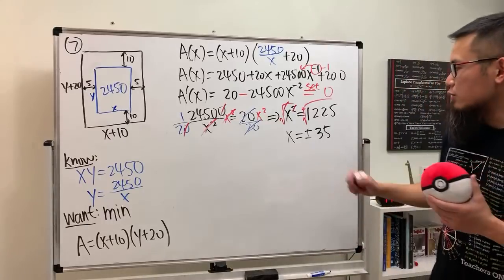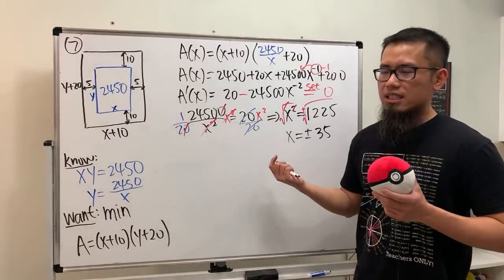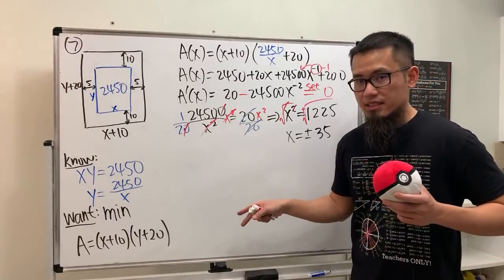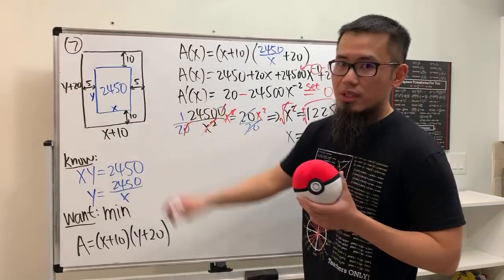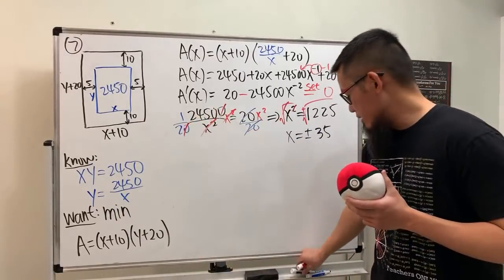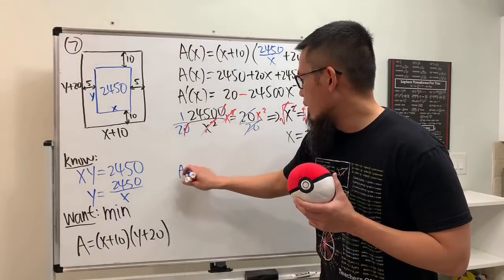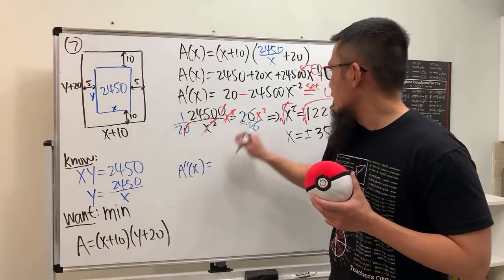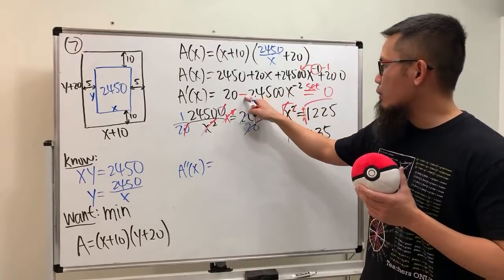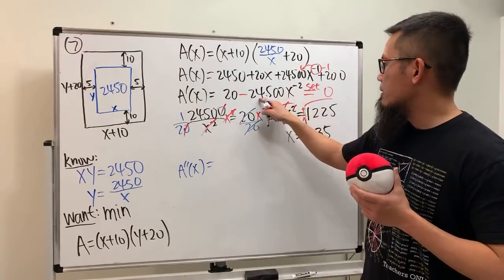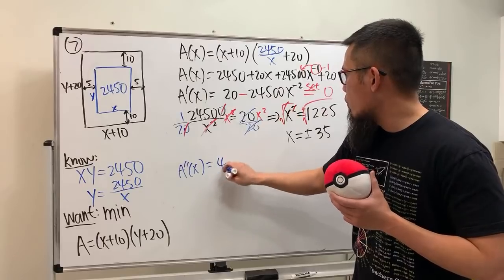All right, so that's what we have. And again, you should know that the negative answer in this case doesn't make sense because we are talking about geometry. But again, I will show you guys the second derivative test. So A double prime of x, this will be 0, and then differentiate that, we get positive, and then we get 4.